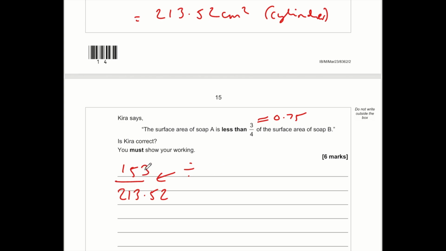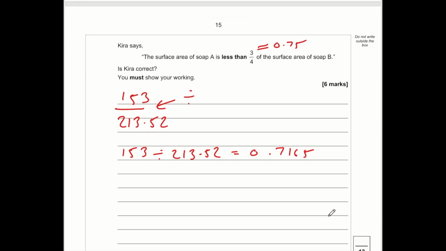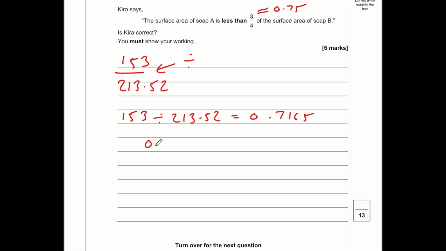Now if I type 153 divided by 213.52, that comes to 0.7165, and of course 0.7165 is less than 3/4, which is 0.75. So Kira is correct.